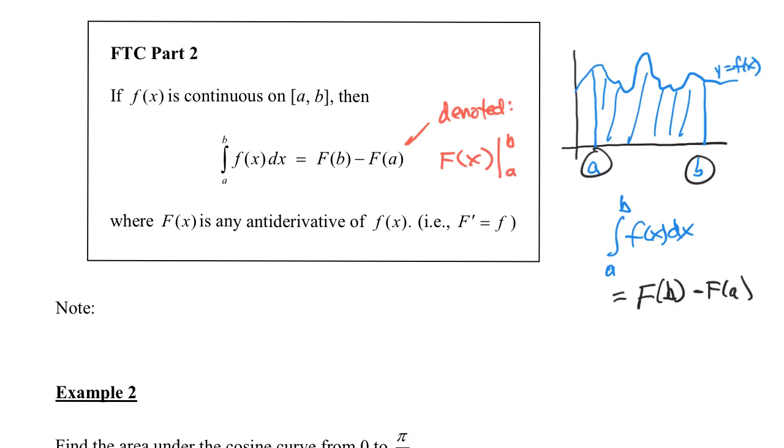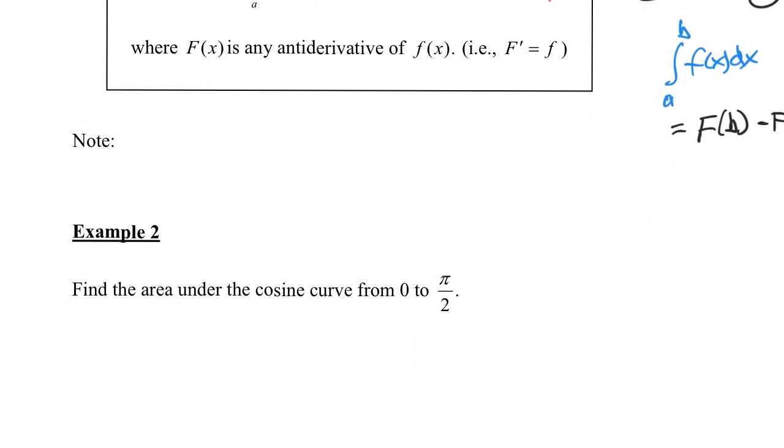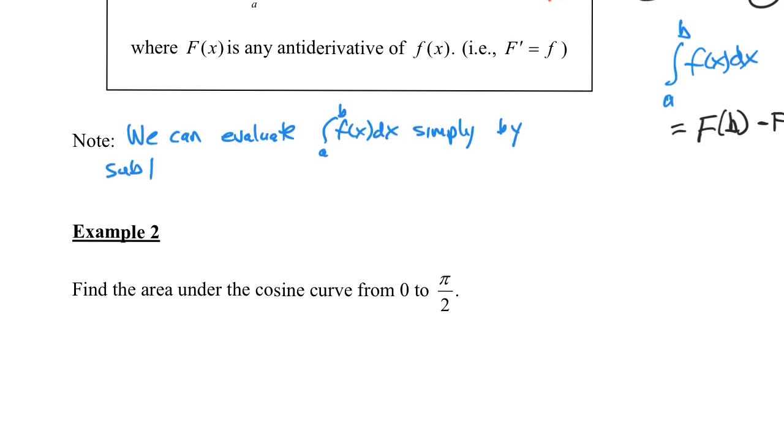So the note here, just summarizing this surprising theorem, it can be summarized like this. We can just say we can evaluate this integral of f of x dx from a to b simply by subtracting the values of f, and f is just an antiderivative, right? We need to be able to find the antiderivative at the endpoints of the interval.